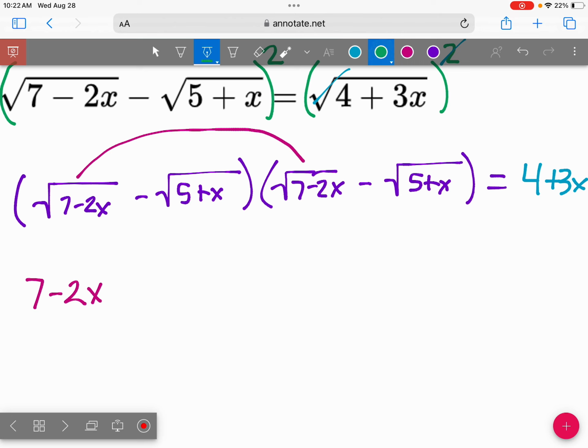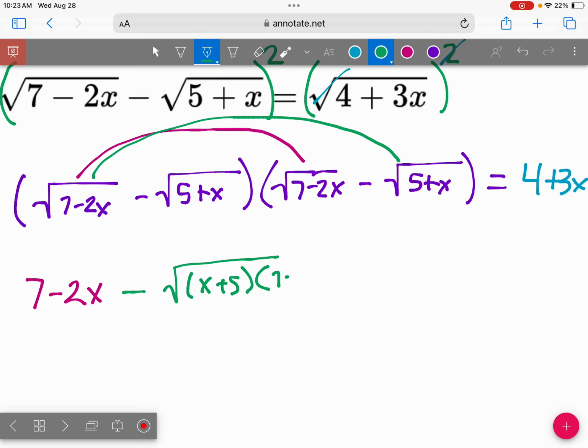So then I'm going to take my first term times my second term. We're going to have minus square root. When I am multiplying two radicals, what can I do with the pieces under the radical? Multiply them together, right? Like if it was square root of 2 times square root of 3, we did square root of 6. I'm just going to leave it in factored form right now, to deal with it later: 5 plus x times 7 minus 2x. Just leaving it there for now.